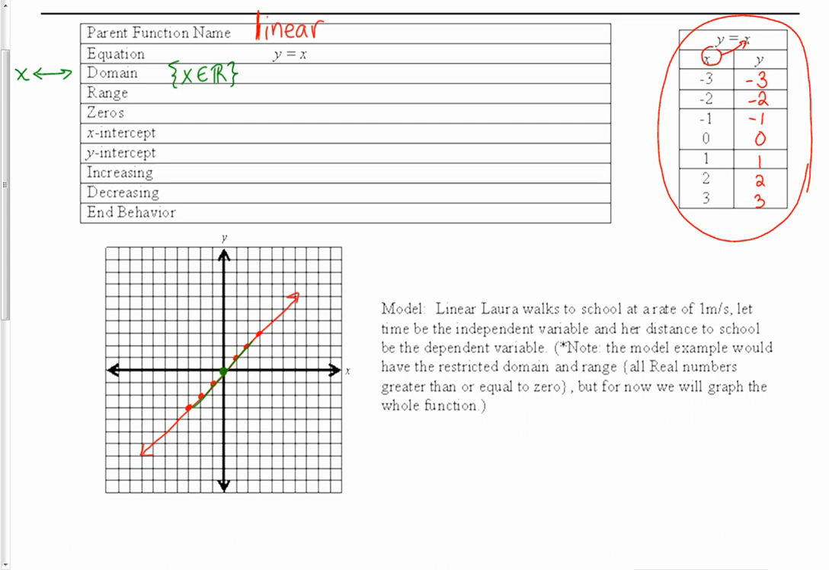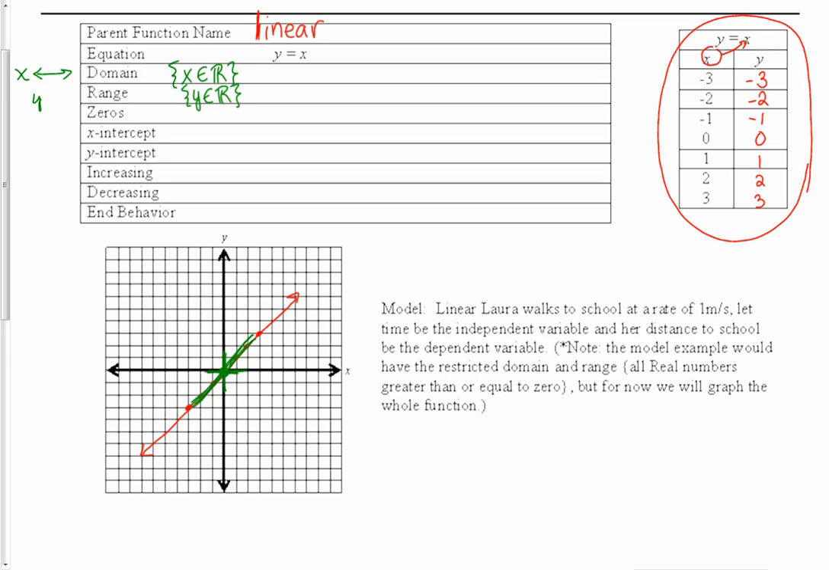The range is the y values, or the up and down. From my anchor or origin point, do I go up? Yes. Do I go down? Yes. So if I thought of this like a grid right in the middle, do I go up, down, left, and right? I go everywhere. So y is also an element of the real numbers. Both x and y can equal anything.